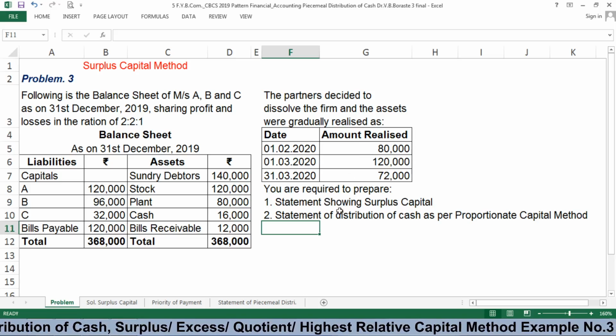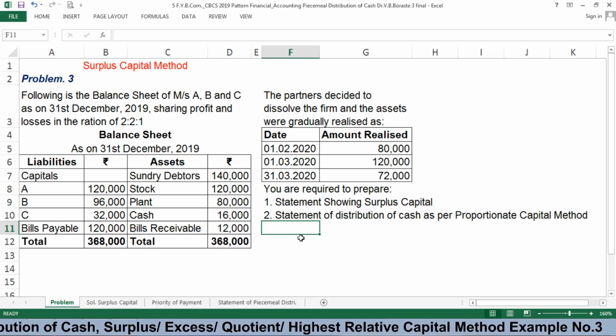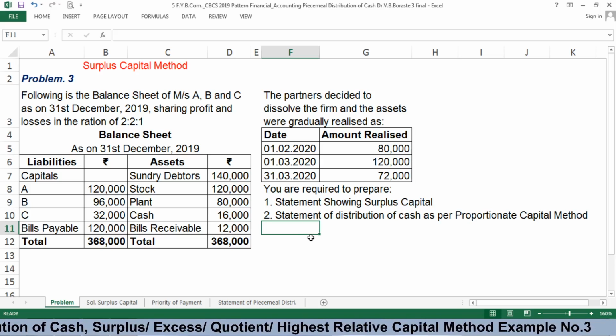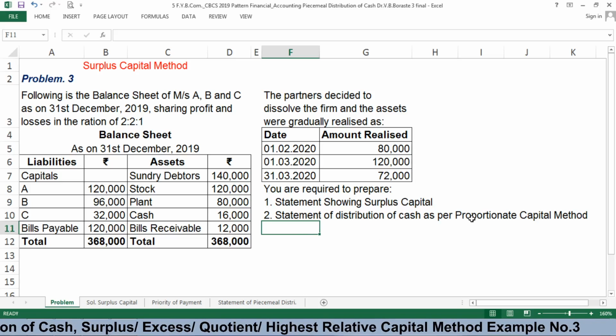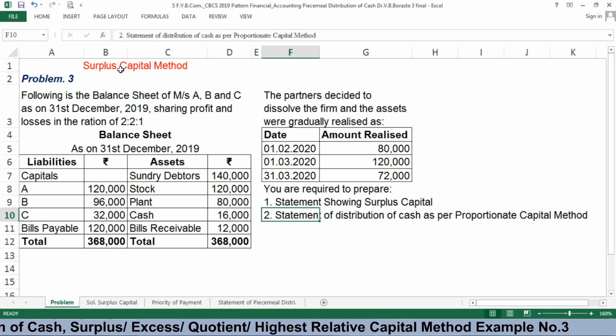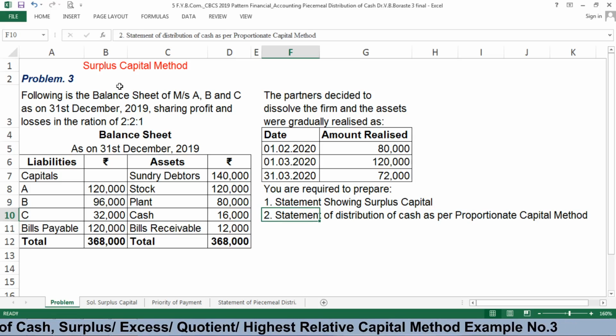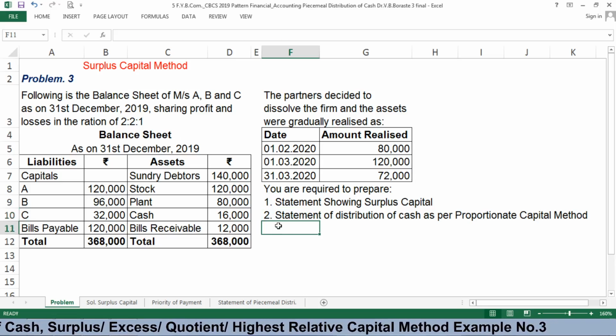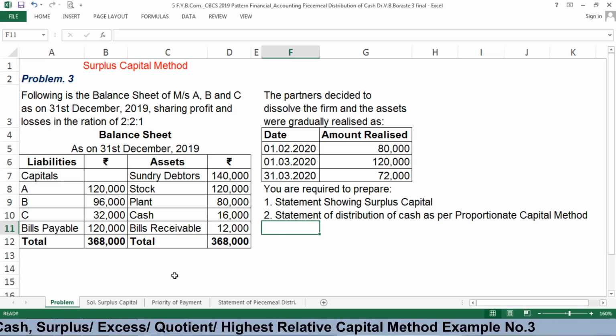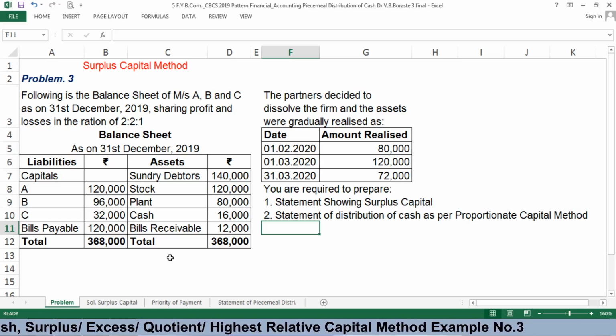You are required to prepare a statement showing surplus capital and a statement showing distribution of cash as per the proportionate capital method. The proportionate capital method is also known as the surplus capital method. As we have already seen, there are various nicknames for this method. So let's start the solution.